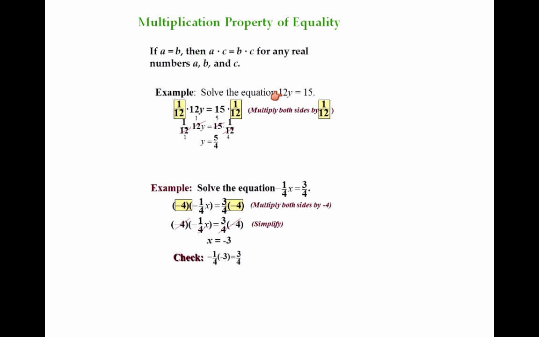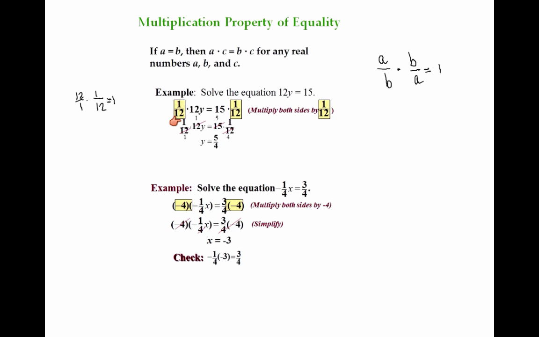1 over 12, right? If I have a over b, the reciprocal of that is what? B over a. Now, when I multiply a number times this reciprocal, you notice that I would get 1 as a result. So in this case, the coefficient is 12, or 12 over 1. Its reciprocal is 1 over 12. If I multiply any number times its reciprocal, I would get 1 as a result.